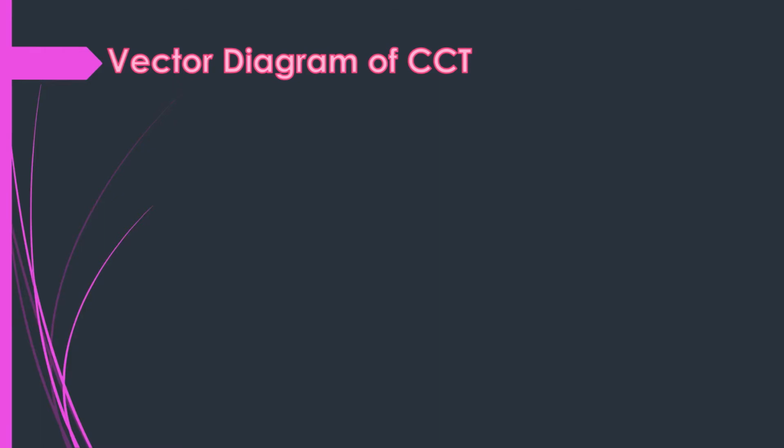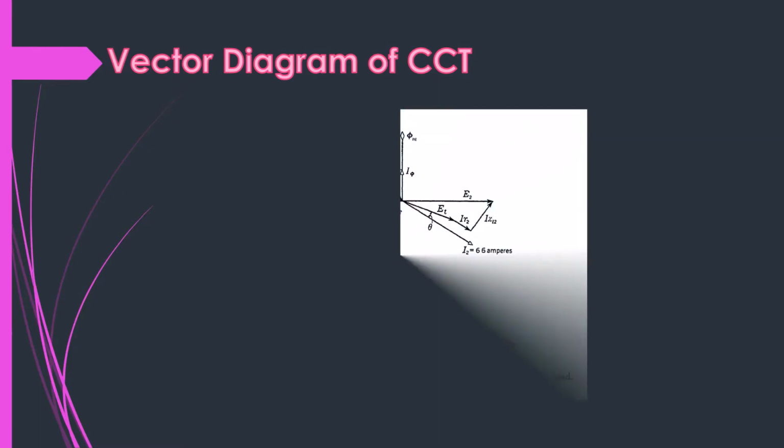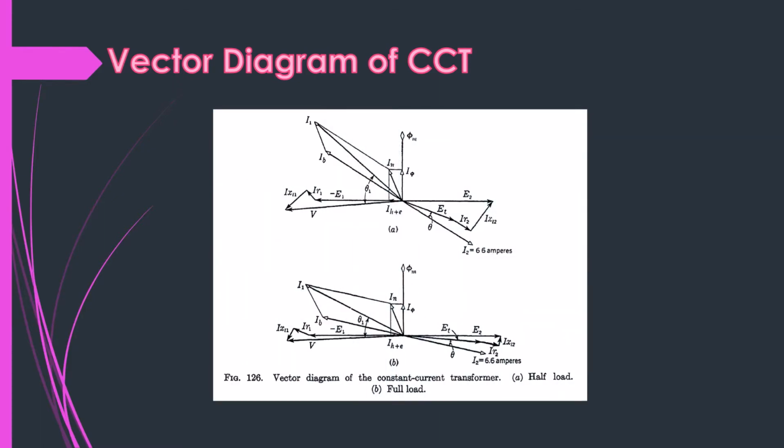Next is the vector diagram of the constant current transformer. The constant current transformer is shown under two conditions of load, the half load and full load. And as you can notice in the diagram, I2 is practically constant. It's either 6.6 amperes or 20 amperes. The load component IB of the primary current is constant. Change in the magnetizing current at various loads causes a slight variation in I1.